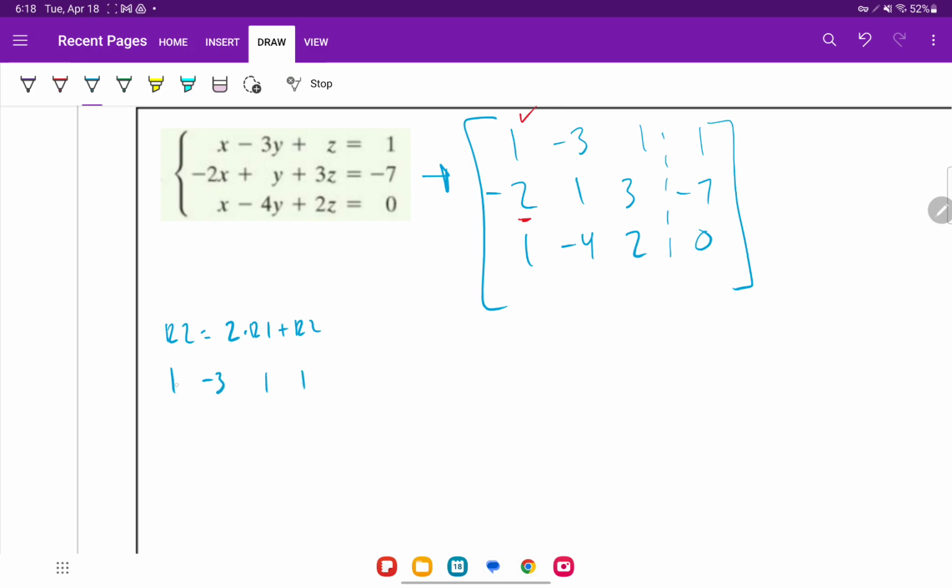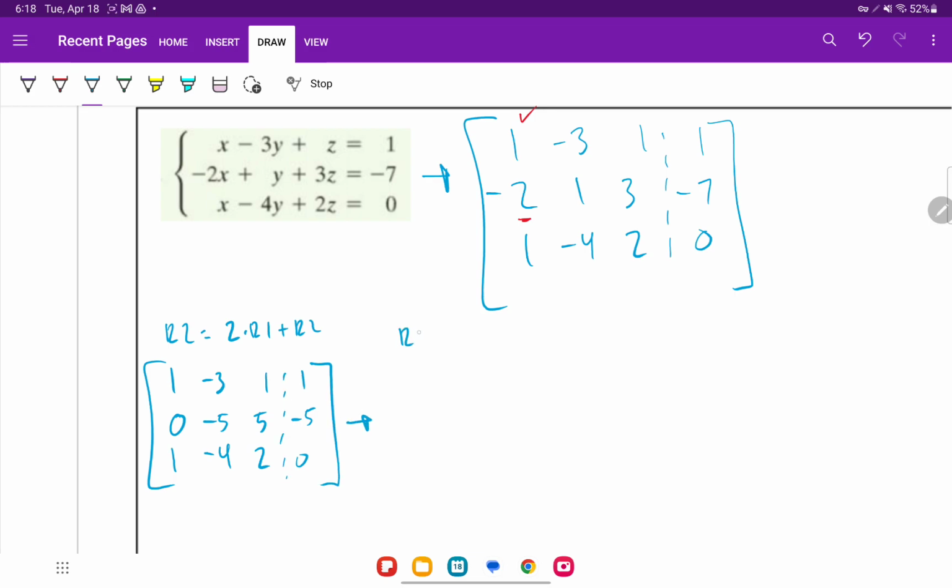So here we go. 1 times 2 is 2. 2 minus 2 is 0. -3 times 2 is -6. -6 plus 1 is -5. 1 times 2 is 2. 2 plus 3 is 5. 1 times 2 is 2. 2 minus 7 is -5. And we're going to rewrite the third row because we didn't change it in any way yet. Alright, there we go for that one.